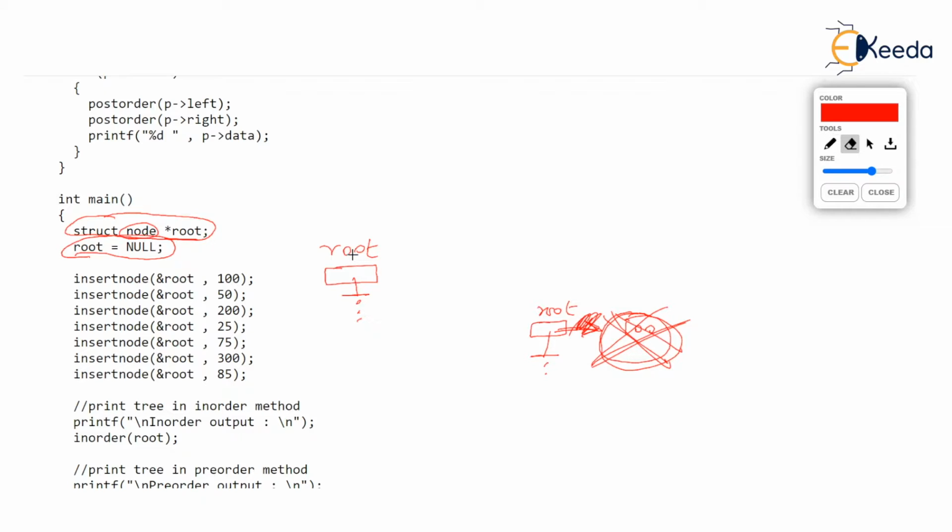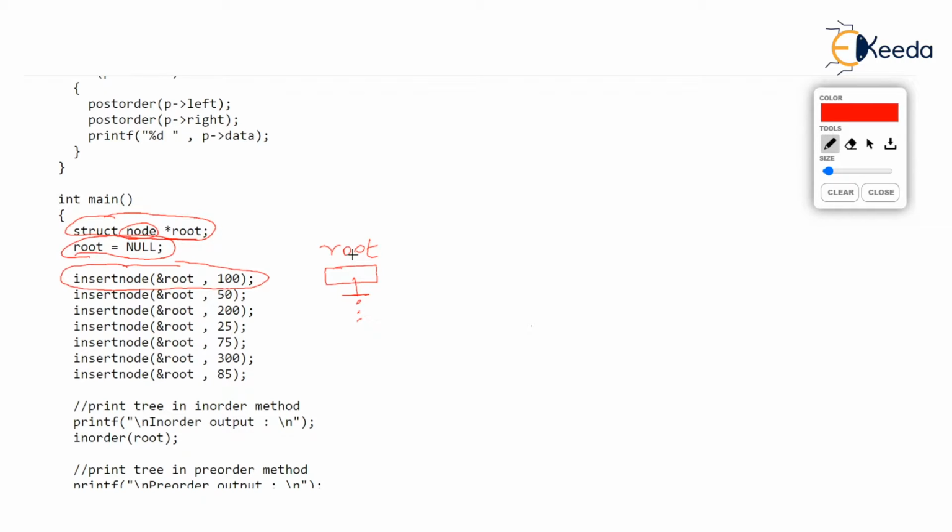I hope you have understood why the root pointer is null, because the tree is empty. We don't have any node yet created. So root cannot point anywhere. Now time to call insert node. Look, in the insert node call, we are passing the address of root.